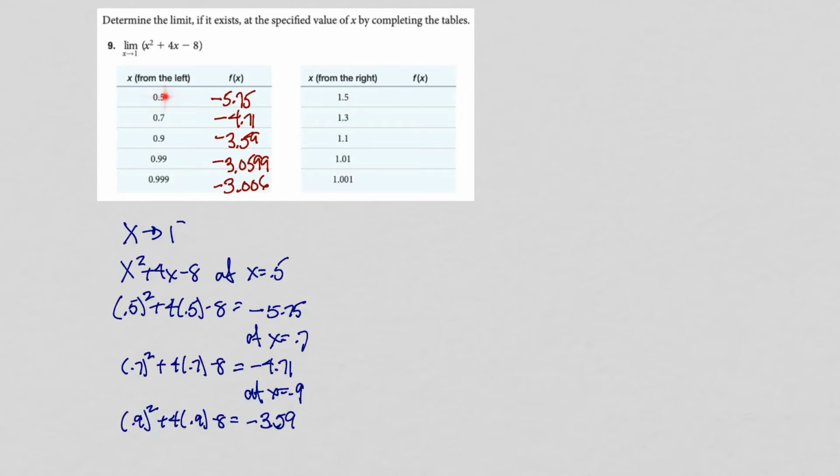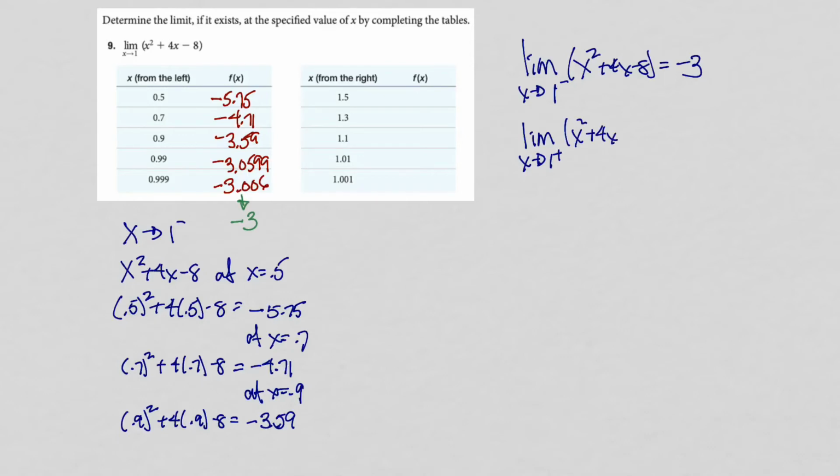So look at the pattern here. It looks like as we're approaching 1 from the left, these f of x values are approaching, what do you think? They're getting closer to negative 3, right? We're down here at almost negative 6, then we're at negative 4 point something, and we're getting closer to negative 3. So I think these are going toward negative 3. Now let's check this one. What happens as we approach 1 from the right side of x squared plus 4x minus 8?